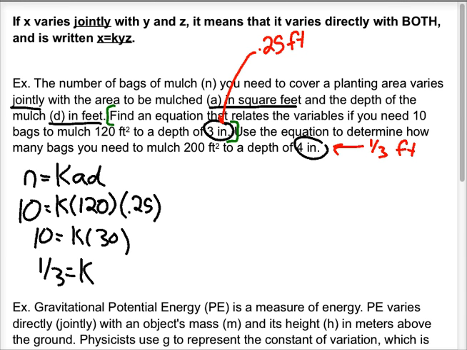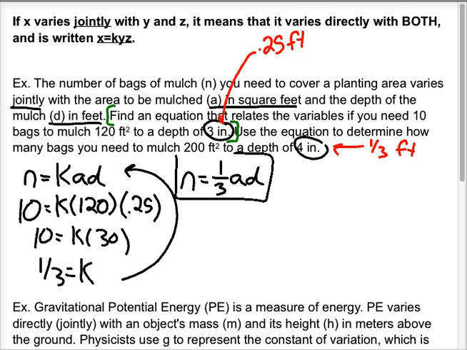All right. Now, again, that is not my equation. That is my K. I have to take that and plug it back up there. So N equals 1/3 AD. That is my actual equation for this instance.